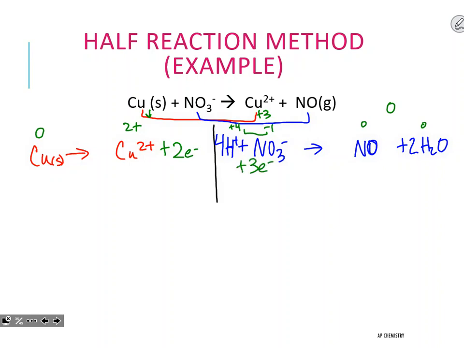Good. Now, keep in mind, too, because it's redox, one thing being oxidized, one thing being reduced, the electrons should appear on opposite sides. So on our copper half reaction, the electrons are products. On our nitrate half reaction, the electrons are reactants. Okay, so they should be opposite each other. If you have them both on the same side, you know you've done something wrong. Now, what does it say to do?